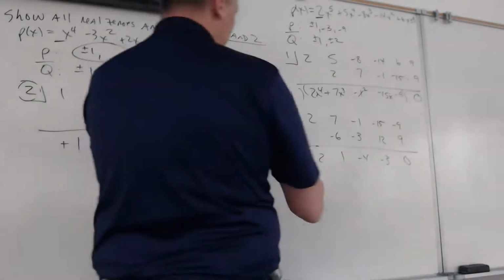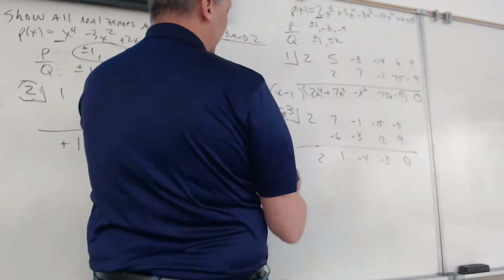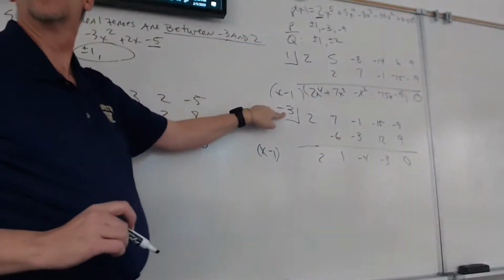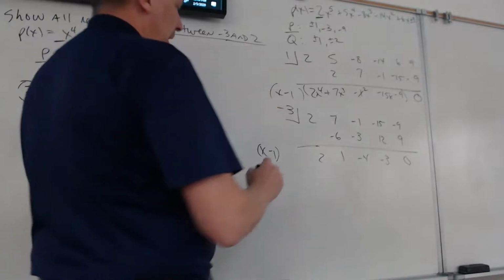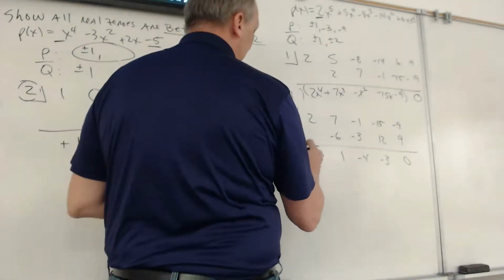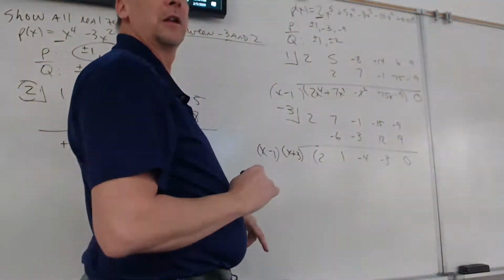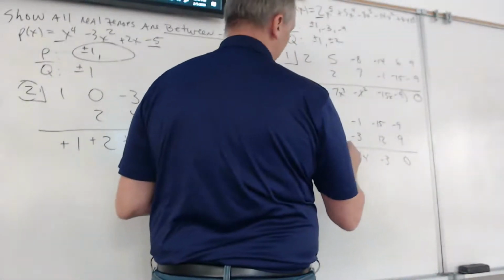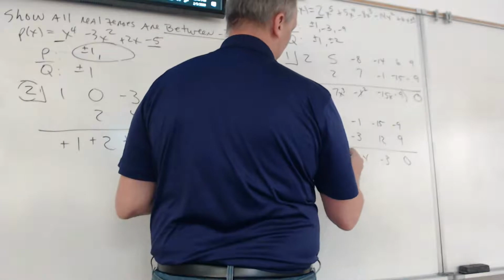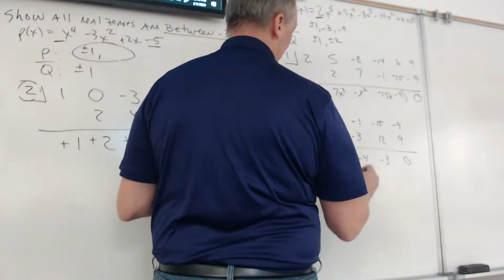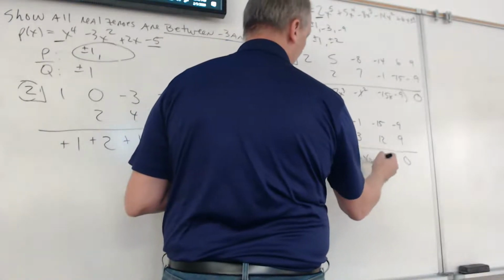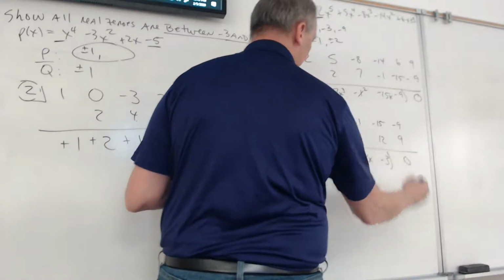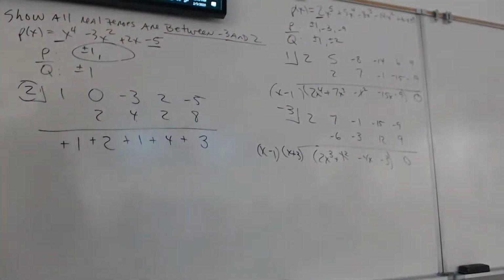Okay. So I'll bring my x minus 1 here. This factor is now what? Positive, so x plus 3. And I'm left with 2x cubed plus x squared minus 4x minus 3. Okay? All right.